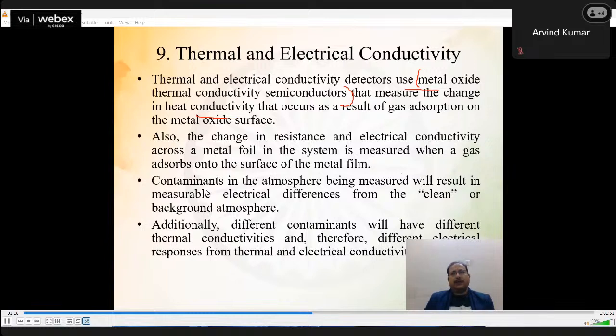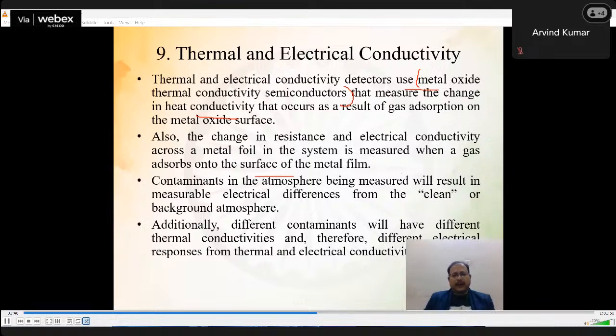So it is basically focused upon the mode of heat transfer. There are three: conduction, convection, and radiation. It is generally using the conduction mechanism, meaning transfer of heat through a solid medium. This is the basic mechanism they are utilizing, and it is a result of gas adsorption on the metal oxide surface. Also, the change in resistance and electrical conductivity across a metal foil in the system is measured when a gas adsorbs onto the surface of a metal film. So adsorption again is a mechanism.